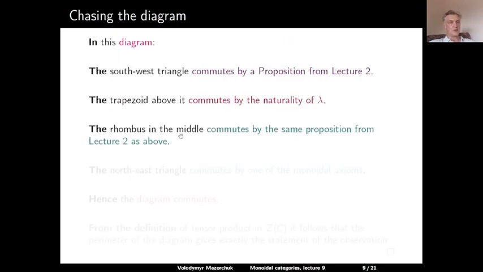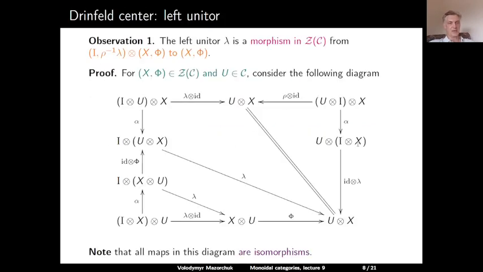So this is exactly the naturality of lambda. Next, we have a rhombus in the middle, which commutes by the same proposition from lecture 2 as above. One of the sides is actually the identity. So in reality, we have a triangle, very similar to the one which we have here, so it commutes for the same reason. And finally, this quadrangle here looks like a triangle, and since it's the identity here, it's really a triangle. So this triangle commutes by one of the monoidality axioms.